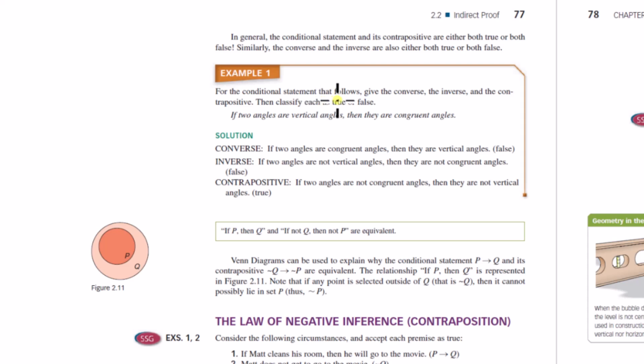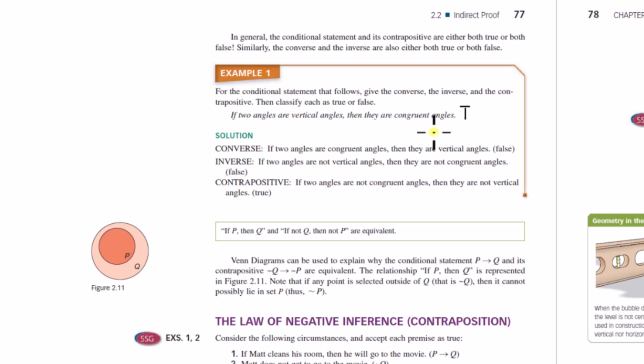Okay, for the conditional statement that follows, give the converse, inverse, and contrapositive. So, let's do this again. If two angles are vertical angles, then they are congruent angles. So that's the conditional statement. That's true, right? If two angles are vertical angles, then they are going to be congruent. That's universally true.